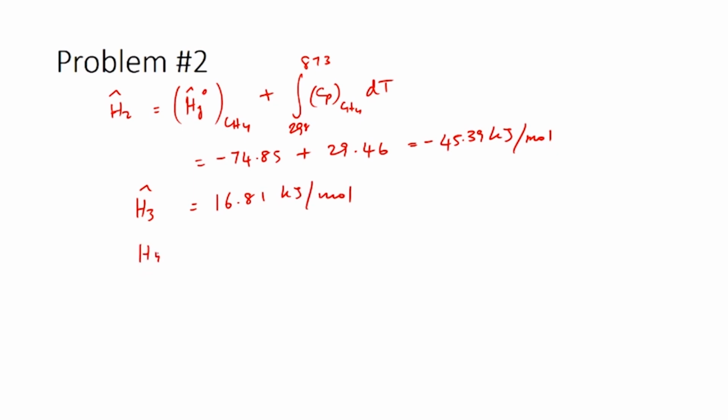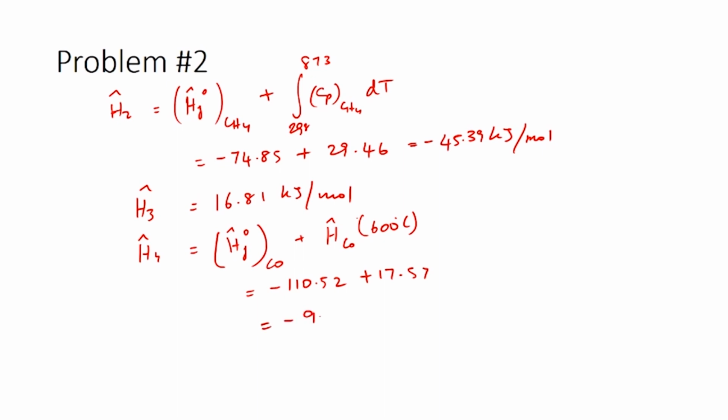And H4 cap, here again you have carbon monoxide formation and then heating of carbon monoxide. So, the first step would be the heat of formation of carbon monoxide, and in the second step we do not have to do integral CpdT, we would be able to get the enthalpy value for carbon monoxide with reference to 25 degrees Celsius from the combustion gases table. So, you have H cap CO at 600 degrees Celsius, and this would be equal to minus 110.52 plus 17.57 giving minus 92.95 kilojoules per mole.